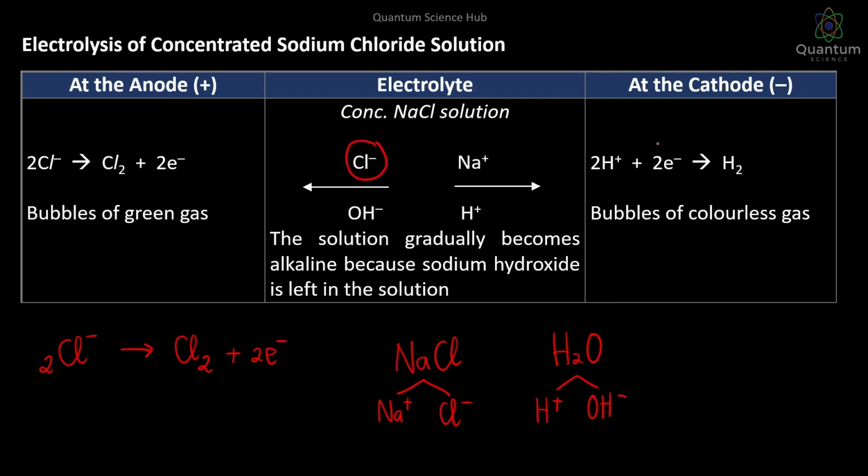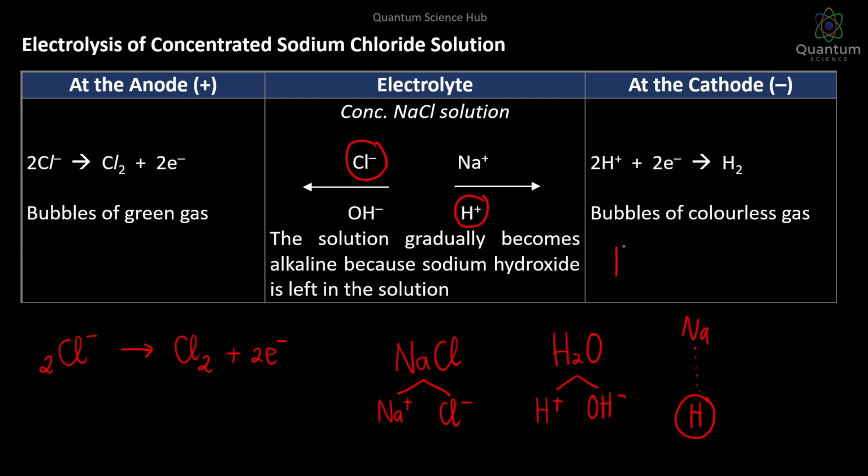Now, what about the positive ions? Should I choose Na positive or H positive? Remember, based on the rule that we already discussed before, for the positive ions it is based on the metal reactivity series, and we take the lower position in the metal reactivity series. If you check it one more time, sodium is above hydrogen. So we choose the lower position in the metal reactivity series. So that's why we are choosing H positive.